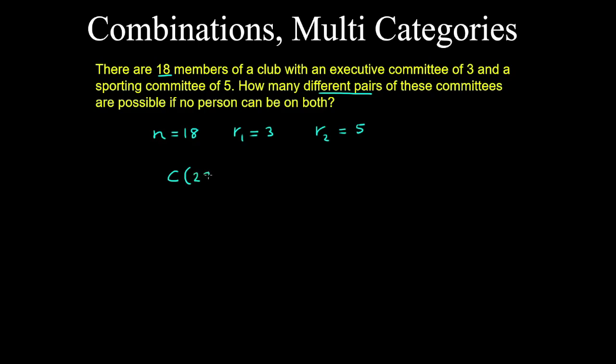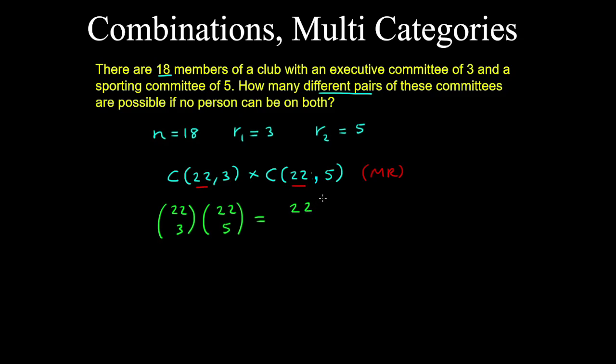of executive committees multiplied by the number of combinations of sporting committees using the multiplication rule. So in this case, we assume that a person can be on both committees. So effectively what this looks like in the following notation.